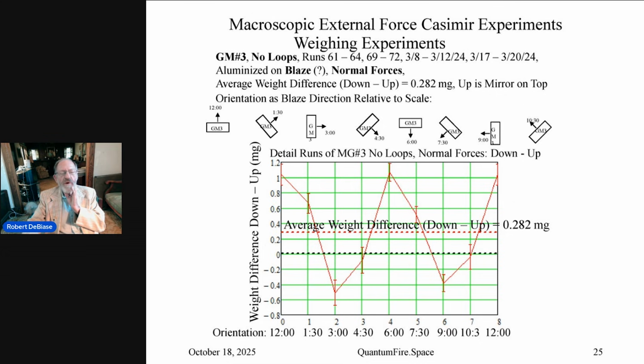There is this orientation problem, but if you do the average of these, it's asymmetric. There is a positive weight in one direction. Right, it's above 0.